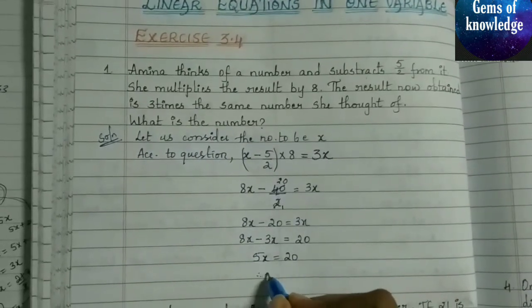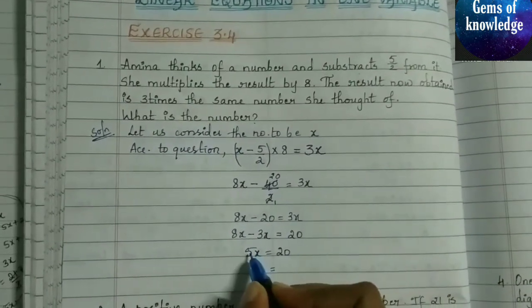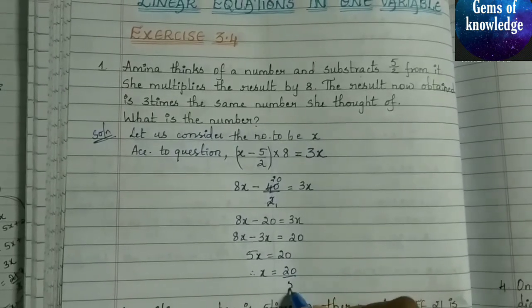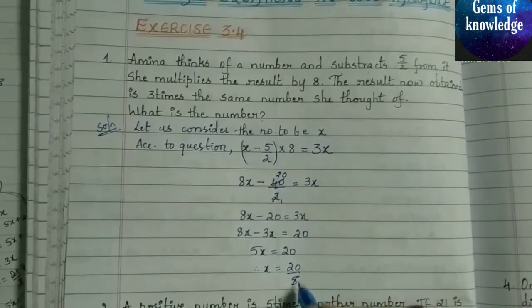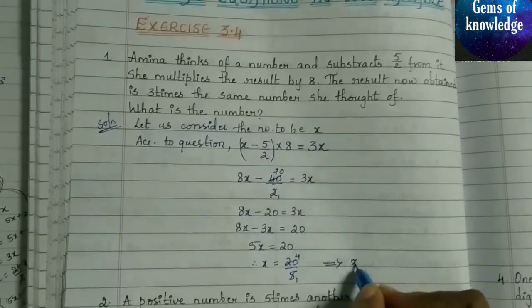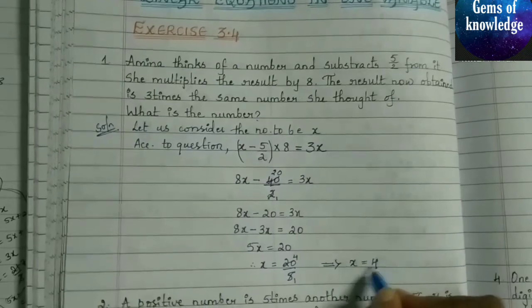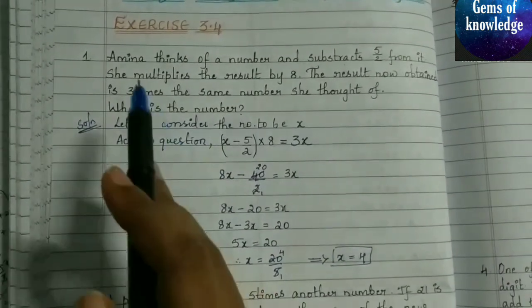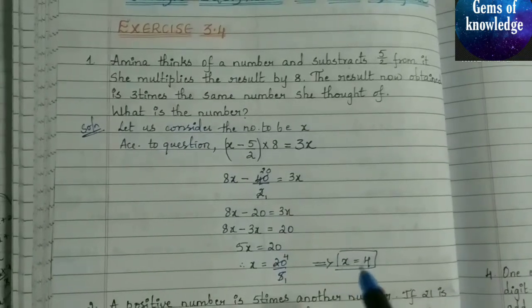Okay, therefore x will be equals to, when we'll bring this 5 to this side, it will become 20 divided by 5. So it is 5 1s are 5, 5 4s are 20. So we will get the value of x is equals to 4. Okay, so the Amina thinks of the number that is 4.